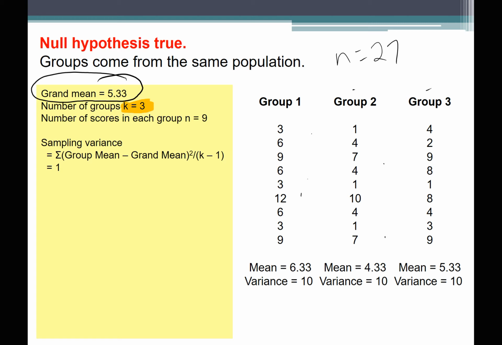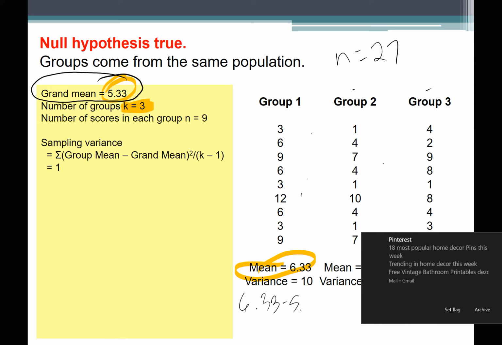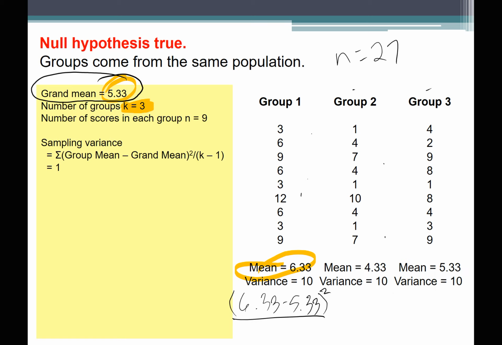So for the sampling variance, we take the group mean, so this, minus the grand mean, this, square it, and we do that for all 3, right? So we would take 6.33 minus 5.33, which is going to be 1, right? Squared is 1, divided by k minus 1. K is 3, so we divide by 2. So this is going to be 1 over, is that right? 6.33 minus 5.33 is 1 over 1.